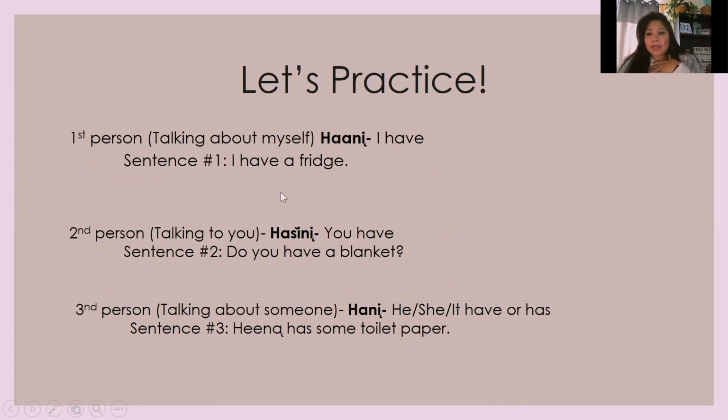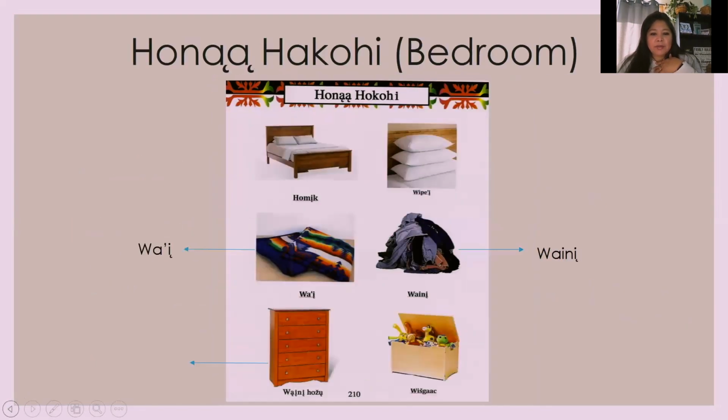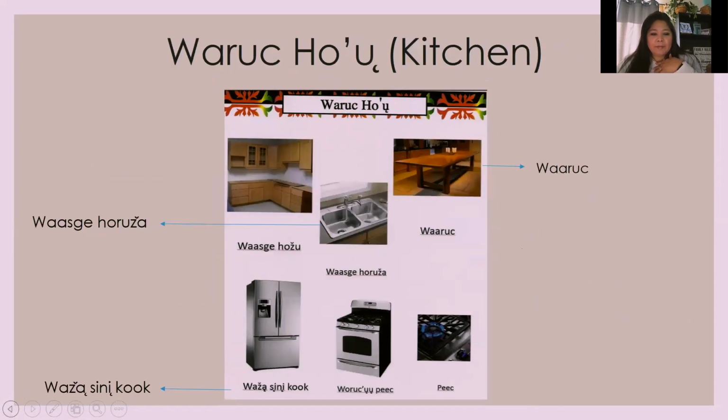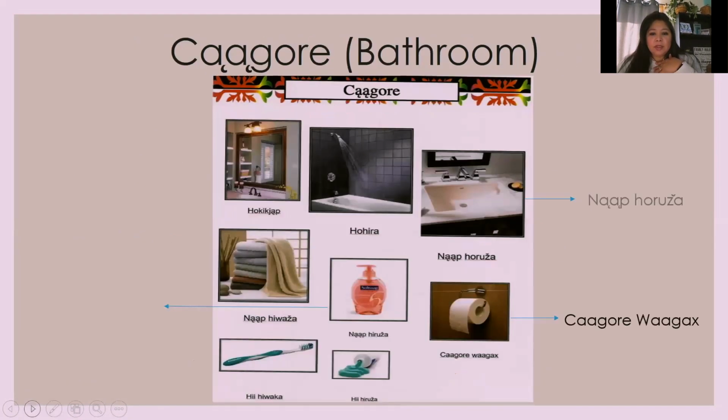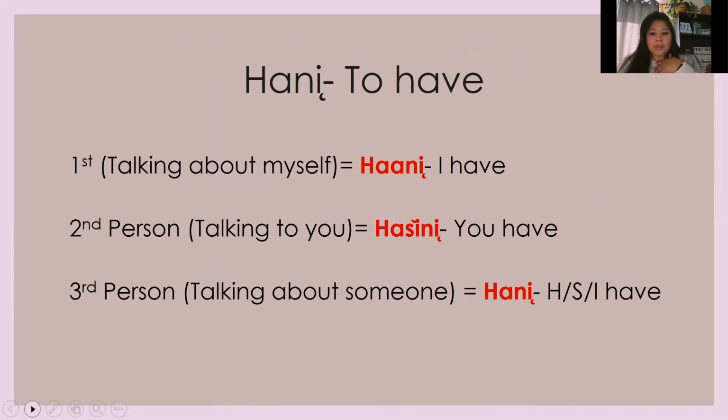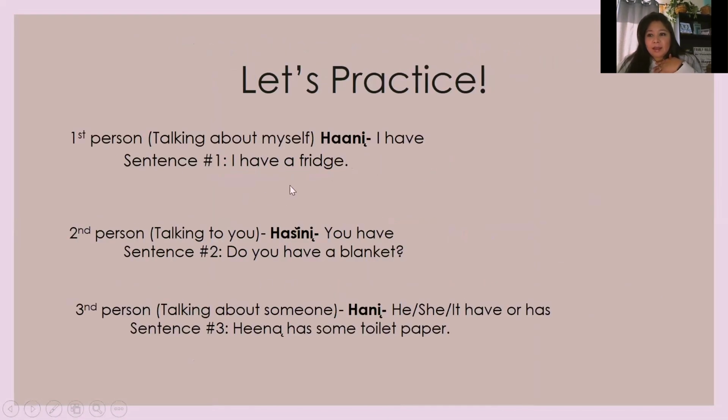So if I'm talking about myself, I'm going to say, I have a fridge. So let's go back here and let's figure out, how do we say fridge? Okay? It's waja sini coke. Okay? So let's move forward here. So I would say I have a fridge. So waja sini coke. How do you say that in Ho Chunk?